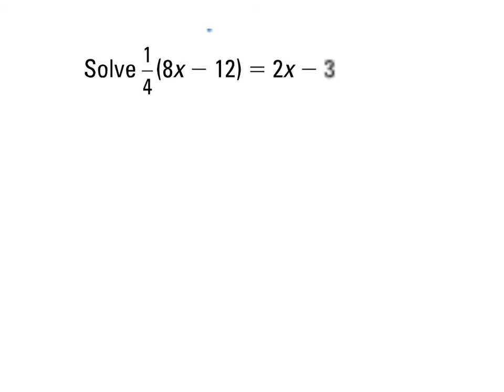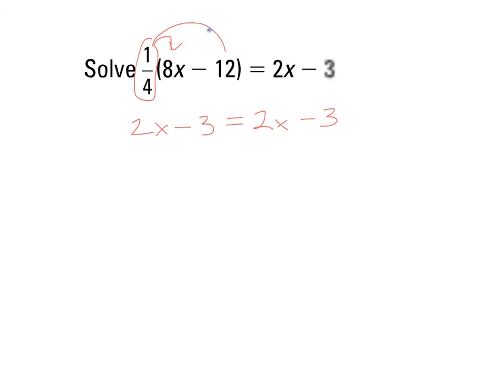Alright, another one that looks hard, but it won't be too bad. We're going to start by distributing 1/4. And multiplying by 1/4 is the same as saying divided by 4. So 8 divided by 4 is 2. Oops, 2x. And then 1/4 of negative 12, or 12 divided by 4, is 3. We get 2x minus 3.